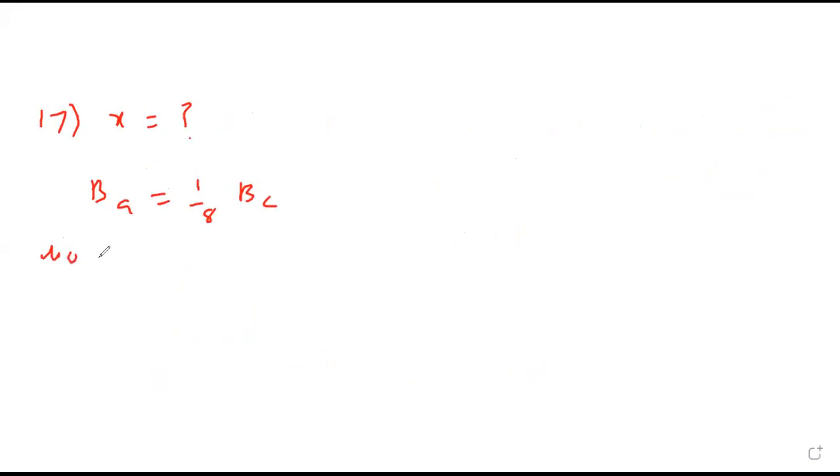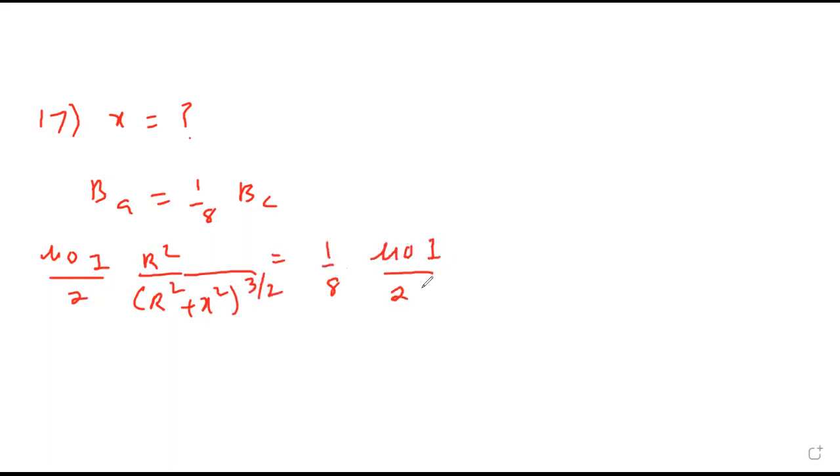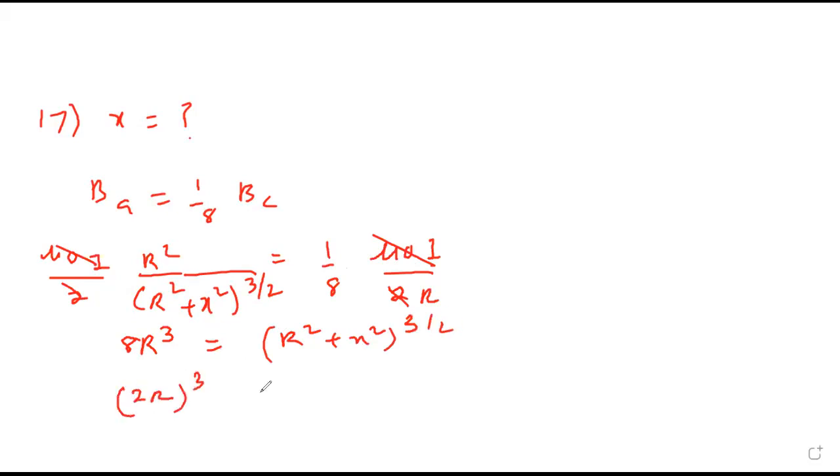So the axis field is μ0 I upon 2 × r² upon (r² plus x²) raised to 3/2, equals 1/8 × μ0 I upon 2r. μ0 I upon 2 cancel. So 8 times r³ is (r² plus x²) raised to 3/2. So (2r) whole cube is (r² plus x²) raised to 3/2.